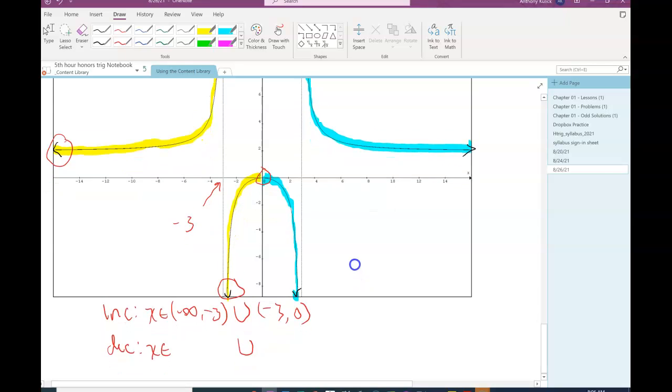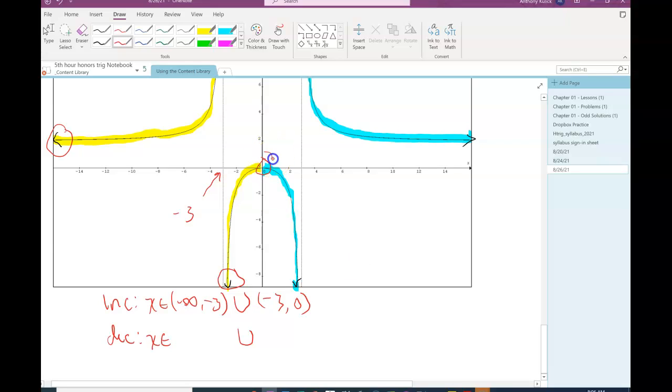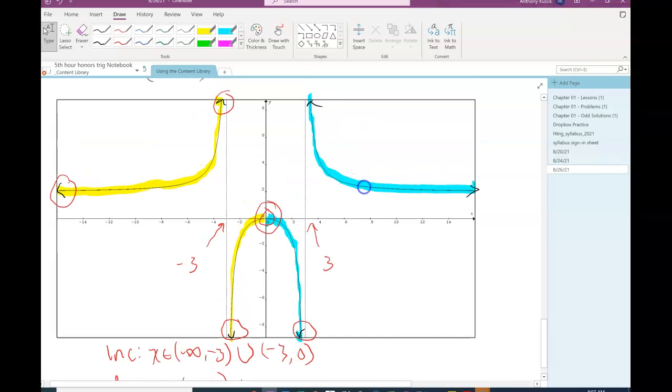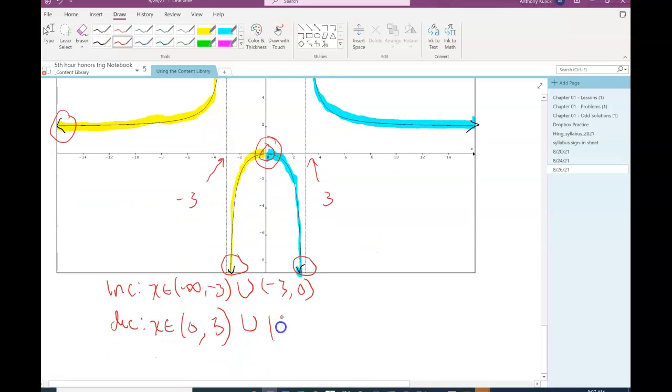Okay. For the decreasing, it starts here at 0, and it goes all the way to the asymptote, which looks like positive 3. And then the next piece starts at the asymptote, so positive 3, and goes all the way to the right-hand arrow, which would be positive infinity.